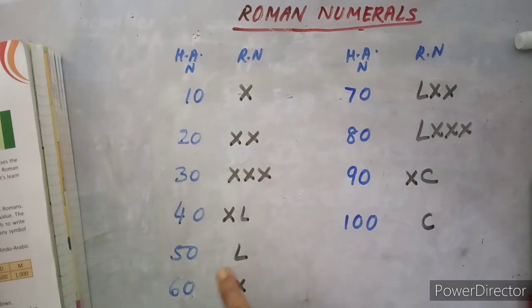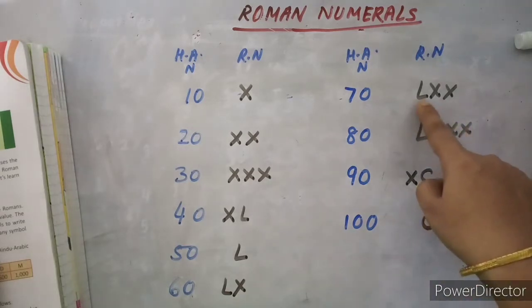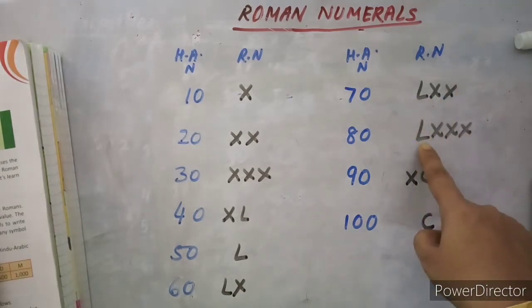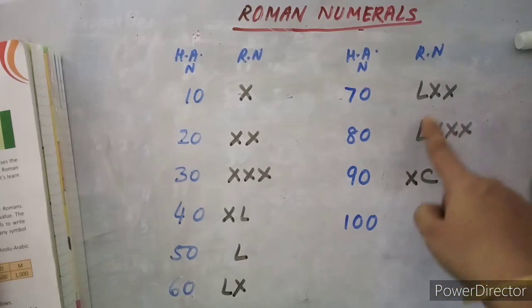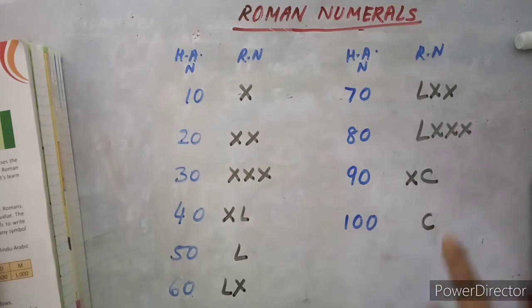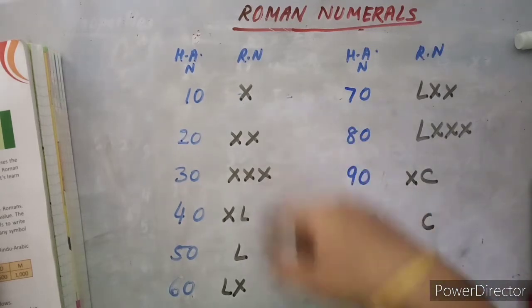Okay, and 50 is the standard symbol, that is L, and 60 is 10 more than 50, so that is why 50 plus 10. Okay, so LX. Then your 70 is LXX, then 80 is LXXX, isn't it? Now again 3 X's have already come. Now again you have a standard symbol for 100, that is C. And 90 is 10 less than 100, so that is why the symbol for 100 goes to the right and the X for 10 to your left hand side, so this becomes your 90. Okay, so write down this table also.